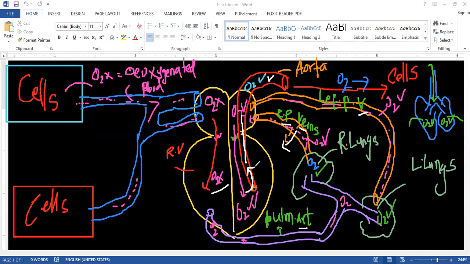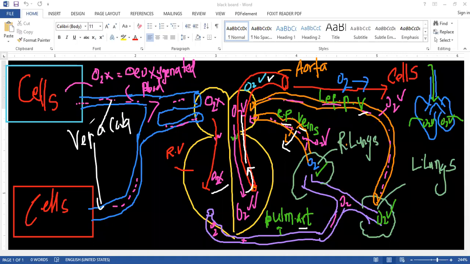Again, going this way, this is how it is happening. I hope you got this one. Again, I'm saying, from the left atrium, the blood moves through the aorta and goes to the cells, and in the cells oxygen is used, and that is called deoxygenated blood, which moves through this part. This is the vena cavas. If it's present upside, that is the superior vena cava, and if it's present downside, that is the inferior vena cava.